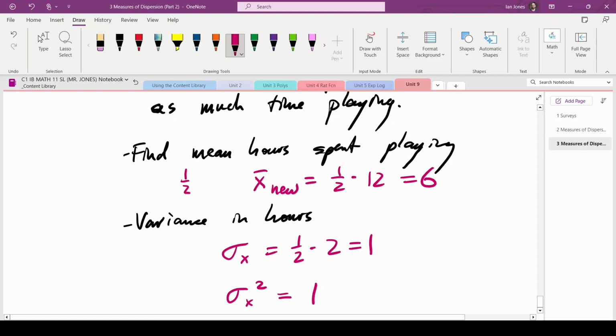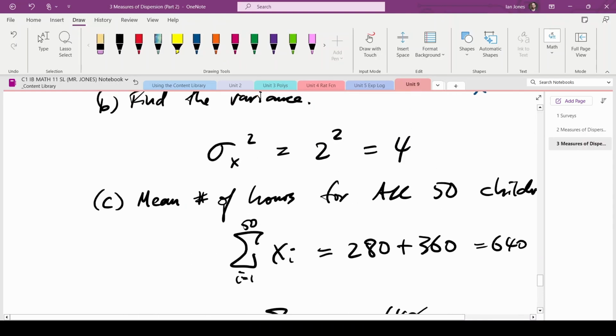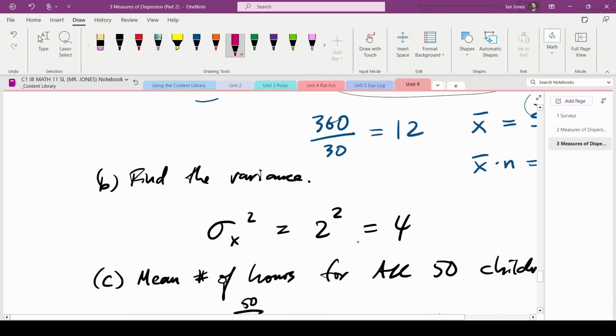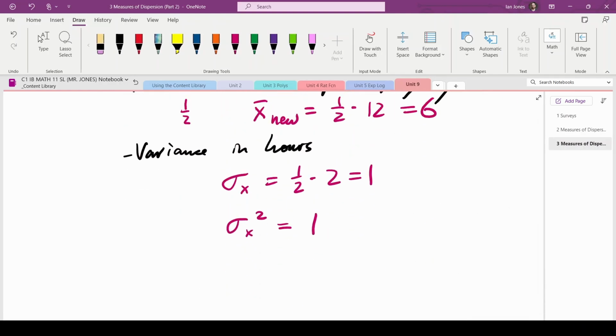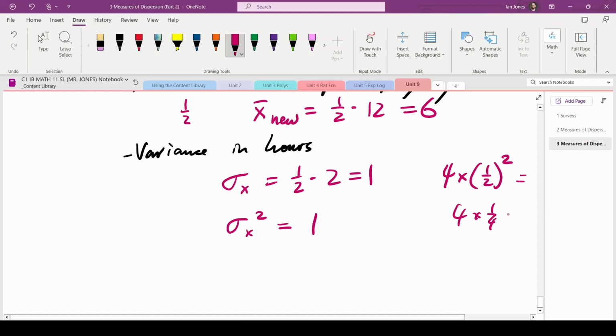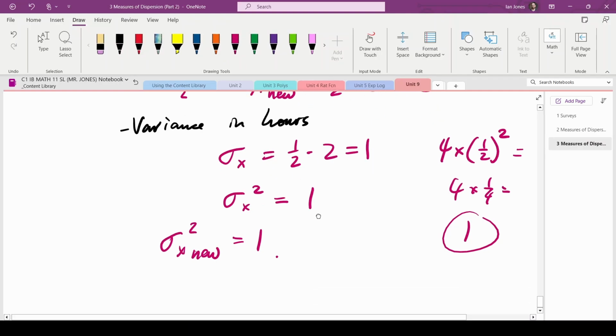If you wanted to do it another way, you could say that the variance is 4, but then the variance at 4 is going to have to be multiplied by this constant squared, which is 4 times 1/4, which again is a variance of 1. So the new variance, I'll just put variance nu equals 1. Okay, either way we do it, we get 1. All right, that's the first question, exam style.